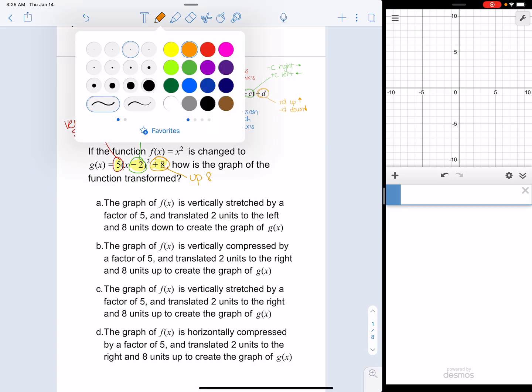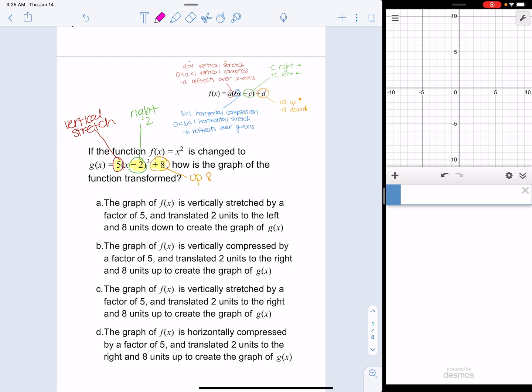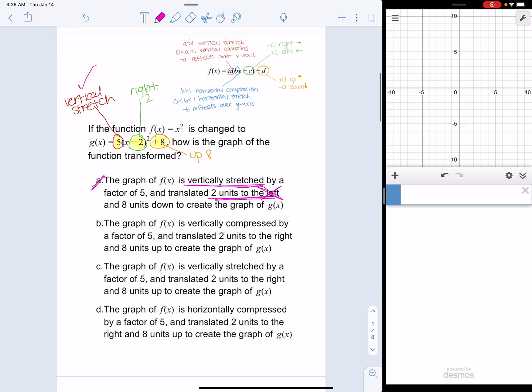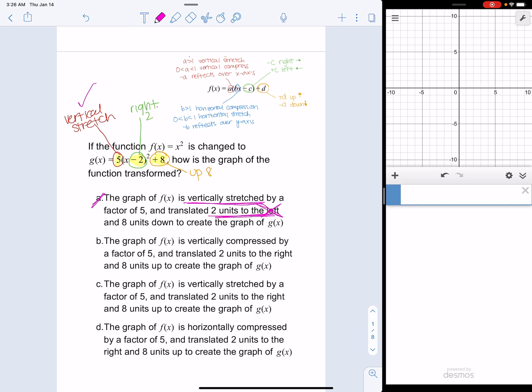So reading my answer choices, I have the graph of f of x is vertically stretched. Vertically stretched is correct. By a factor of 5 and translated 2 units to the left. This is right, but this left part is wrong, so eliminate answer choice A. The graph of f of x is vertically compressed. Is that correct? No, it says vertically stretched. So this is wrong.